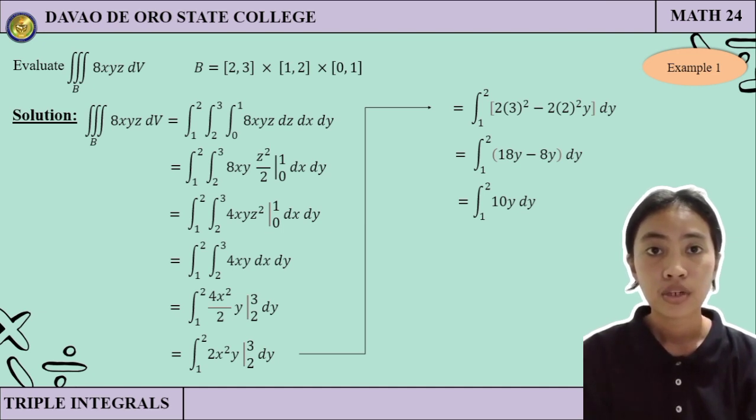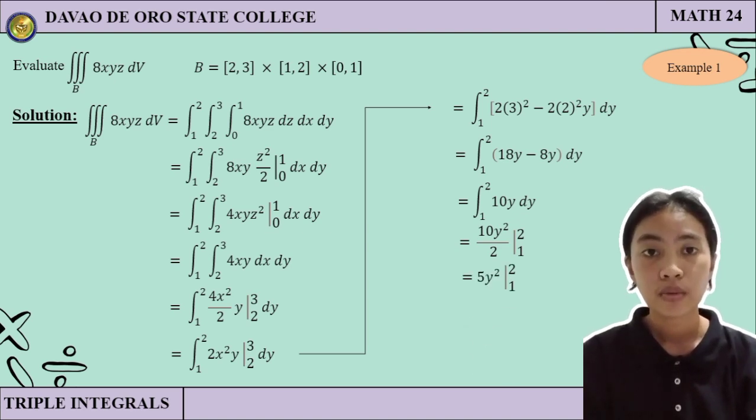Then we are going to compute the antiderivative of 10y with respect to y, which will result to 10y squared over 2. Then evaluate it with respect to the bounds of y. So we will have 10y squared over 2 evaluated from 1 to 2. Then we can simplify that one. 10y squared over 2 will become 5y squared, and then evaluate it from 1 to 2.